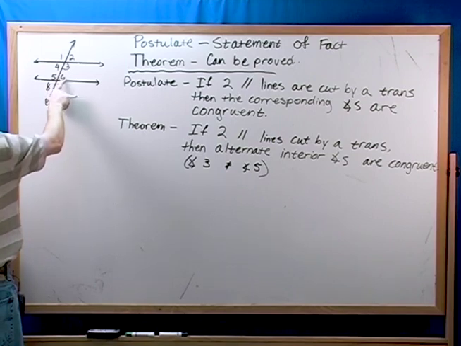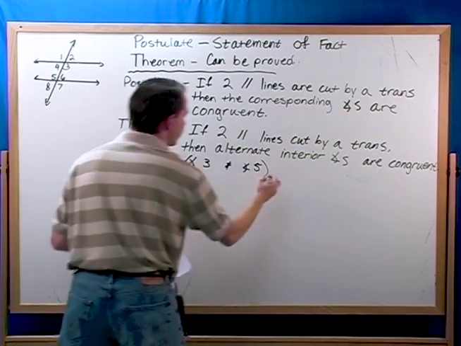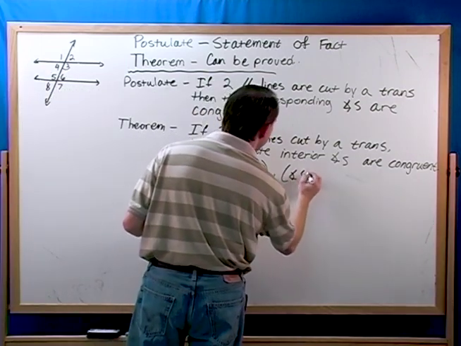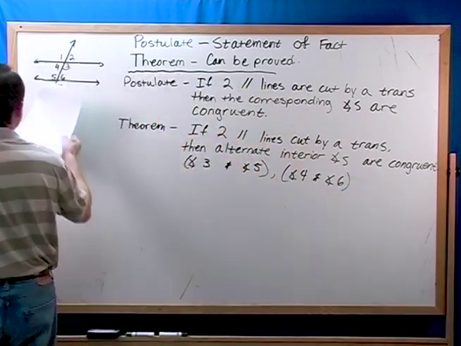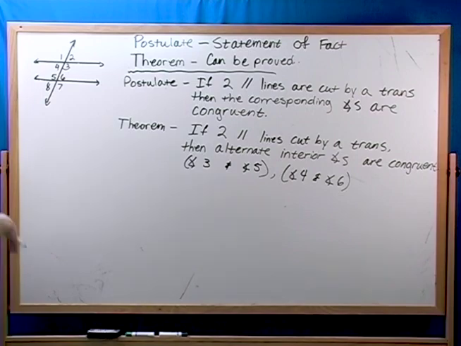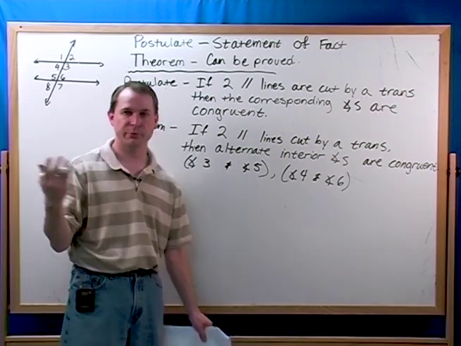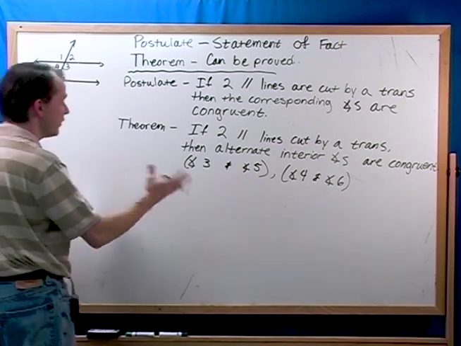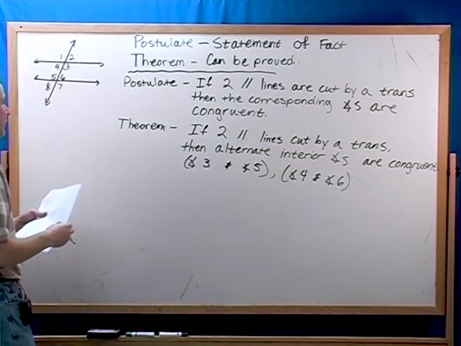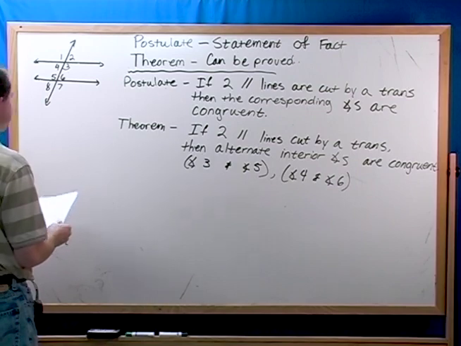4 and 6, you can kind of see that they look similar too. They are also congruent. Angle 4 and angle 6. That is a theorem. You can prove that, and some books have the proof for that, but the proof of it really isn't that important. The main thing I want you to do is learn that it's true, because you're going to have to learn that over and over again.